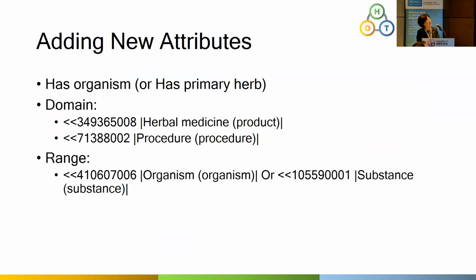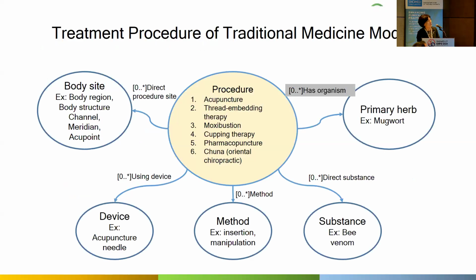Anyway, if I go back again, you saw there is an organism attribute relationship even in herbal medicine. For this procedure, I think we also need that attribute. Other things I don't think I need to go over, because the international edition has all the semantic tags or high level hierarchy to accommodate this, but there is no attribute relationship connecting procedure to primary herb.